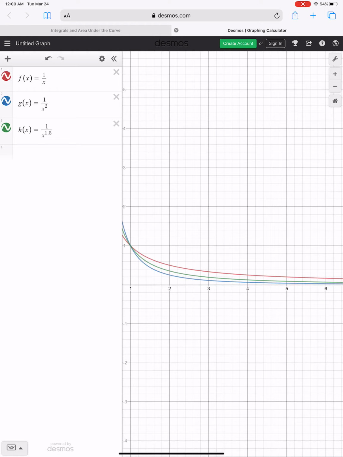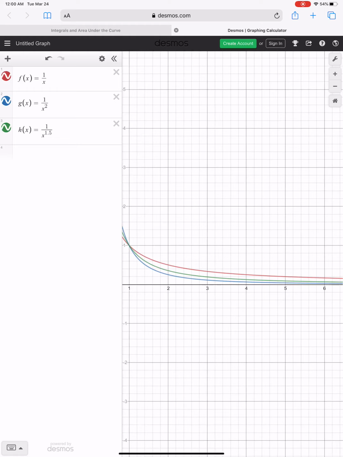And then if you look at the red curve, that's 1 over x. And 1 over x, in fact, is above the green curve. So you can see that it should have even more area than the green curve, but it actually has an infinite amount of area.